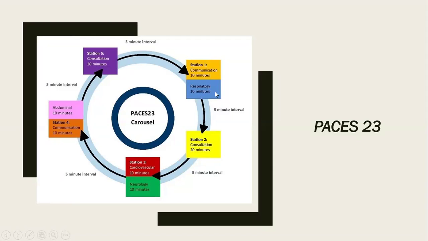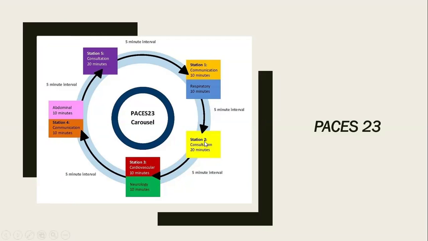After this station, you will be in the resting phase for the next 5 minutes, and this is the 5-minute interval for reading the scenario for the next station. And then the next station is station 2, which is of consultation. So the scenario will be given in the interval period. You need to read the scenario and note down the important stuff. Then you will go to station 2.